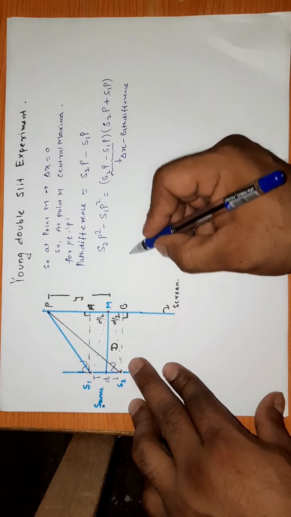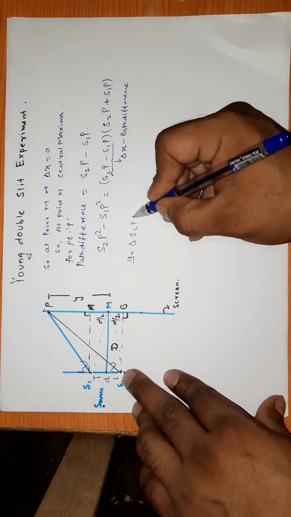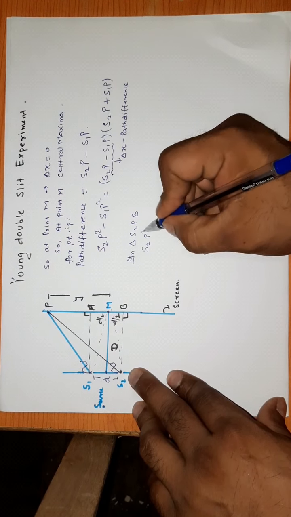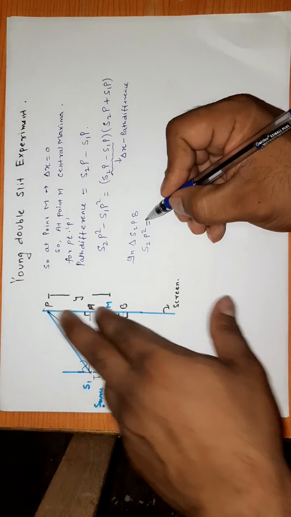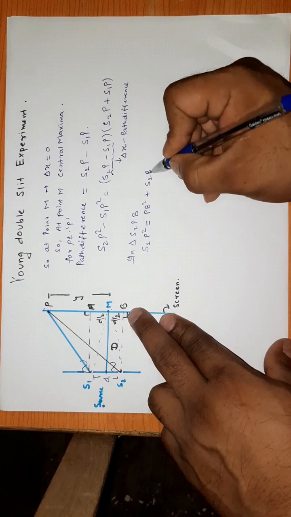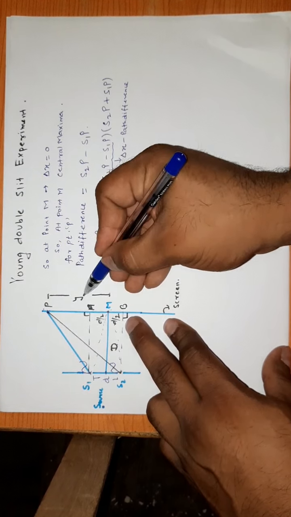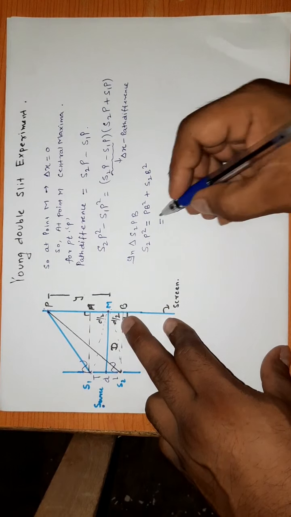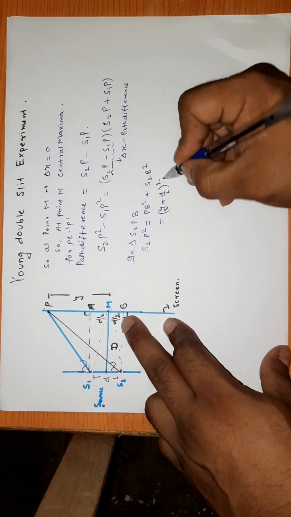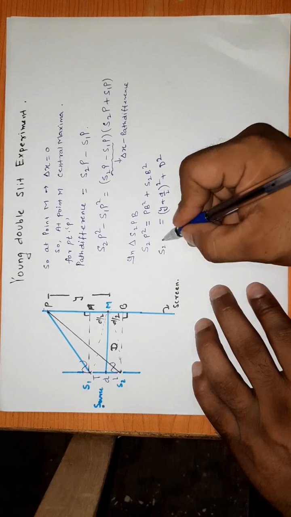Now first of all we have to find S2P and then S1P. So in triangle S2PB, we will use Pythagoras. We can write S2P whole square is equal to PB square plus S2B square. Now PB is how much? PM is y, and this distance is d by 2. So that is (y plus d/2) whole square plus capital D square. This is S2P square.